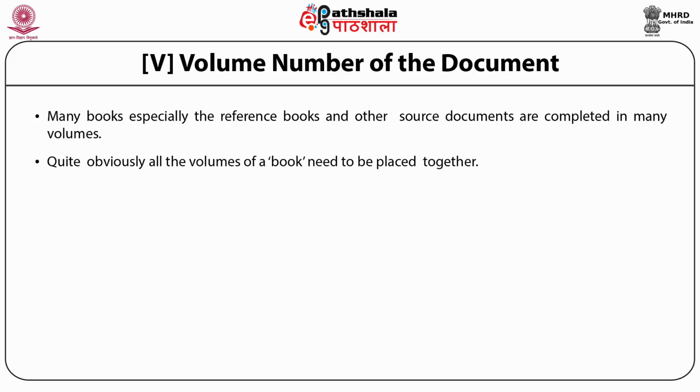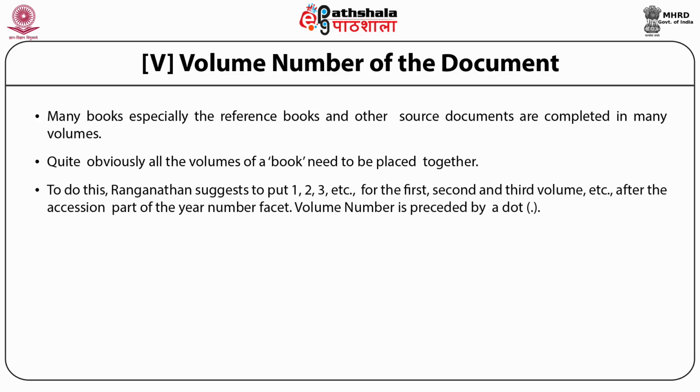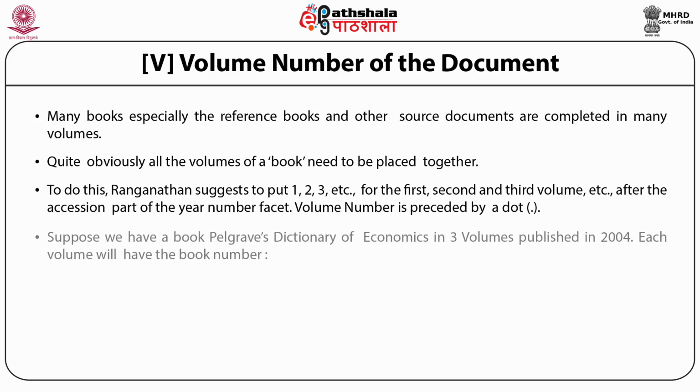Next, in the facet formula, V stands for volume number of the document. Many books, especially the reference books and other source documents, are compiled in many volumes. Quite obviously, all the volumes of a book need to be placed together. To do this, Ranganathan suggested to put 1, 2, 3, etc. for the first, second, and the third volume after the accession part of the year number in the facet formula. Volume number is preceded by a dot, that is, the connecting symbol for the volume number V is dot.